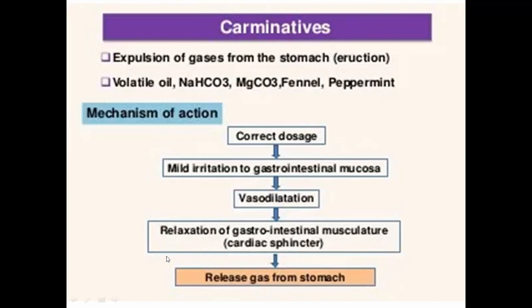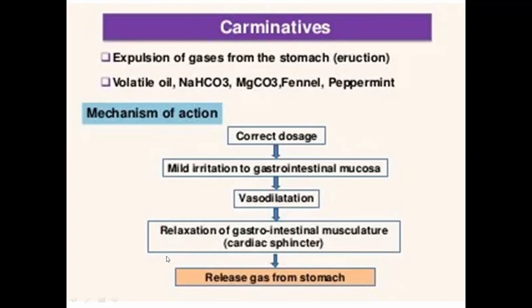So after the vasodilation comes relaxation of this GIT muscle. When relaxation occurs, it releases gas from the stomach, and this way they act as carminatives. These are the pharmacological agents that, when administered, force the expulsion of gas from the GIT tract or stomach. By this pathway, the carminative is active.